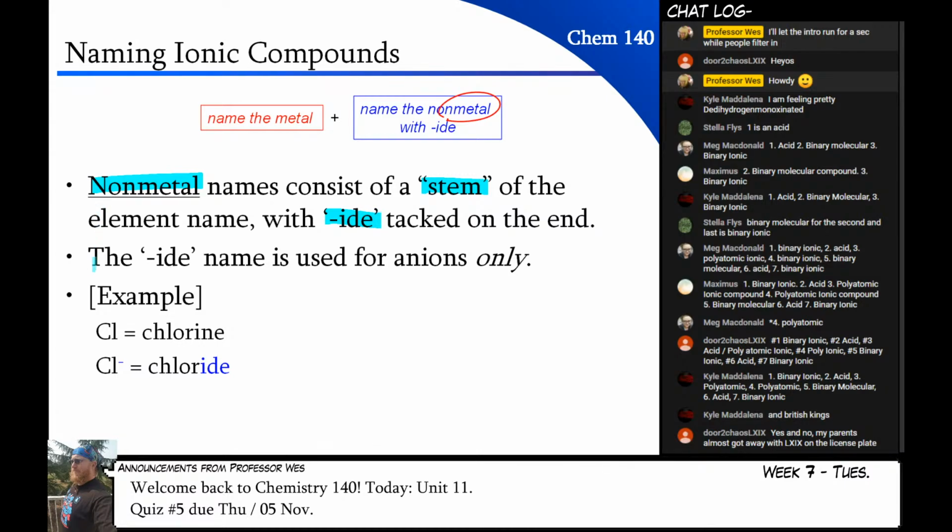So, for example, if I have chlorine here, I gotta get a different color because this is gonna overwrite my ion there. So here's chlorine, Cl. That's chlorine off the periodic table as a neutral atom. But chloride has this minus charge here. "-ide" is used for ions only.